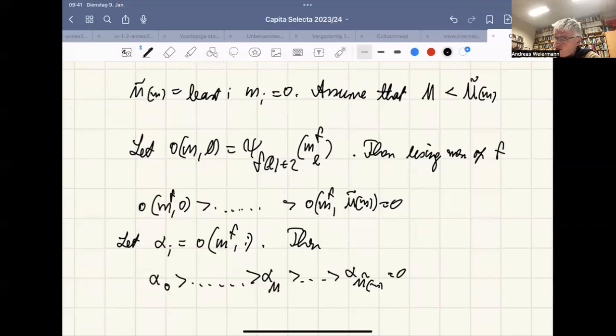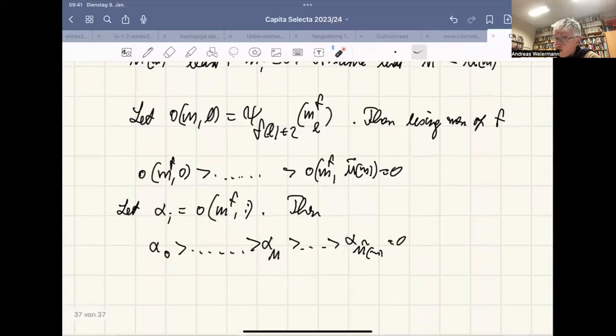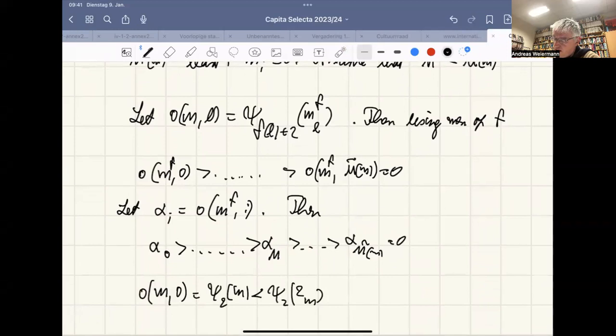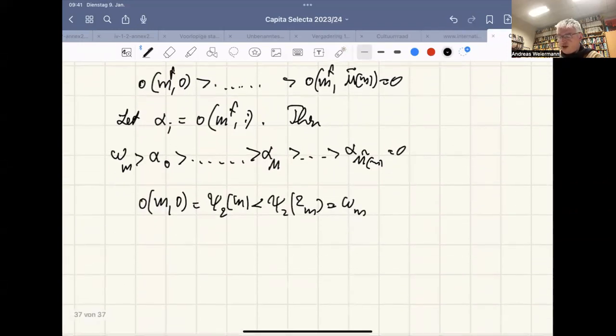But what we do is we just forget about this part. We only look at this part. Now, what do we know? Omega 0 is C2 of m, smaller than C2 of 2 index m, which is omega m. So what we see here, omega m is bigger than this number. Okay.